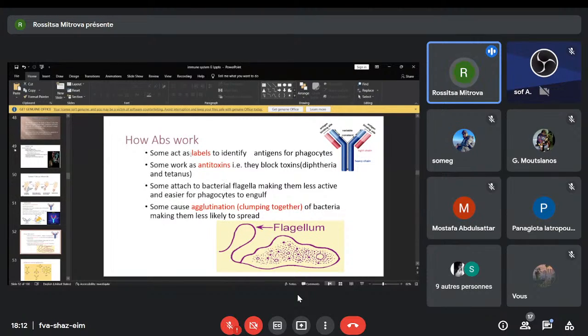How do they work? Some of the antibodies act as labels to identify antigens for phagocytes. Some work as antitoxins. They block toxins, for instance, from diphtheria and tetanus. Some of them attach to bacterial flagella, making them less active and easier for phagocytes to engulf. Some cause agglutination, clumping together of bacteria, making them less likely to spread.